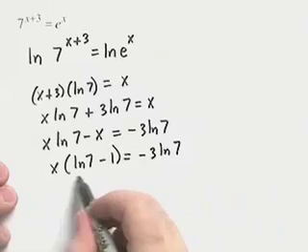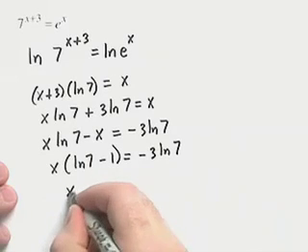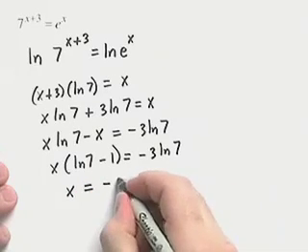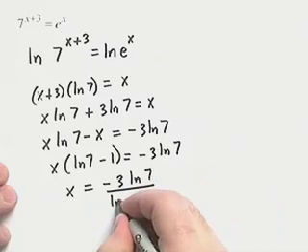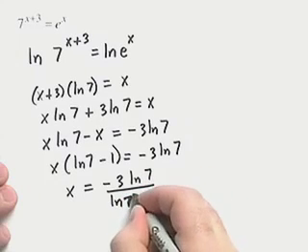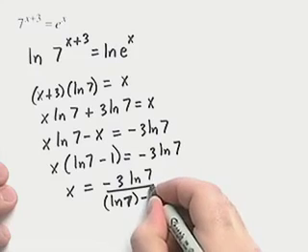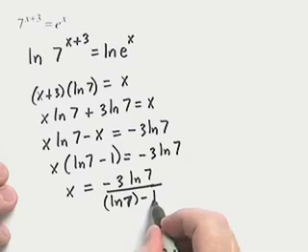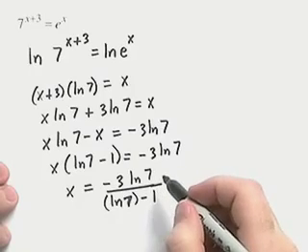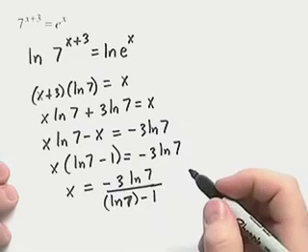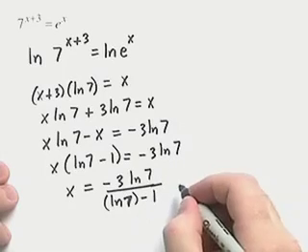We're going to divide both sides by this quantity in parentheses. So we'll have x is equal to negative 3 times the natural log of 7, over the natural log of 7, and we'll put that in parentheses, minus 1. We put that in parentheses to make sure we're clear that the minus 1 is separate from the logarithm. Now, this is an exact answer. If we wanted to get the approximate answer, we could put this in our calculator.